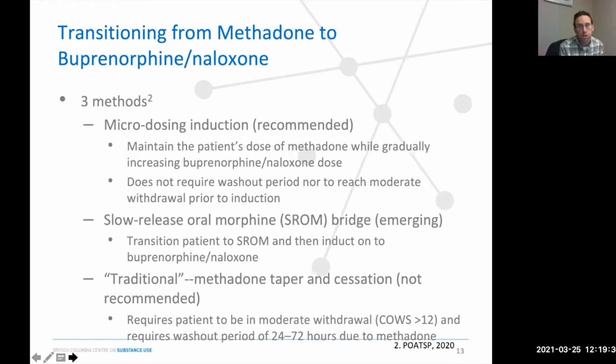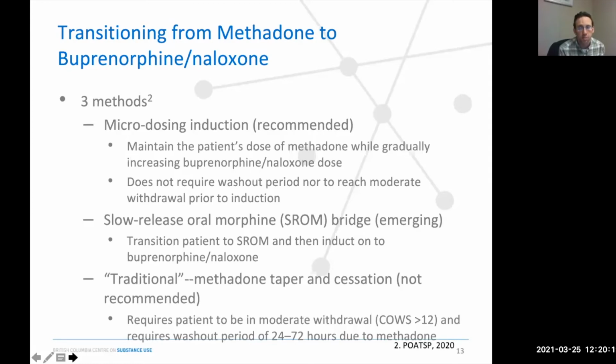When we used to be transitioning from a traditional methadone taper, which is the third one there at the bottom, sometimes we did use slow-release oral morphine bridges, because with methadone it takes a long time to titrate someone down and then to start Suboxone. And that's why this traditional method is not recommended anymore. That would basically require us to titrate a patient down to 30 or 40 milligrams of methadone and then have them off methadone for at least 1 and usually 2 or 3 days and then start buprenorphine. This is not a recommended method anymore.